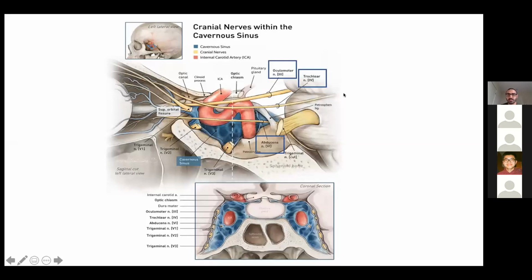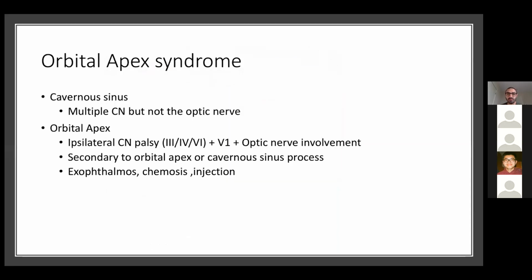This is the cavernous sinus, and the same applies here. The cavernous sinus is depicted in blue here, so we can see the third, fourth, and sixth are running in close proximity. So we would expect more than one nerve to be involved. There is an entity called orbital apex syndrome. If it happens at the cavernous sinus, we'll have multiple cranial nerve involvement, but not the optic nerve.